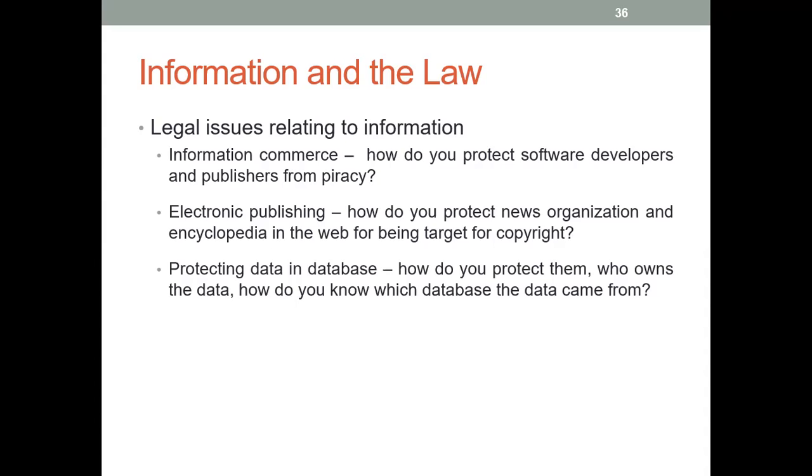Second is electronic publishing. So how do you protect the news organizations and encyclopedias on the web from being targeted for copyright violation? There are many newspapers and magazines that post a version of their content on the internet. Apart from doing it on TV, many news organizations make a digital copy and circulate it on the website. Now, how can you protect such information on the web? Because that information is leaked and now we cannot opt for a copyright.